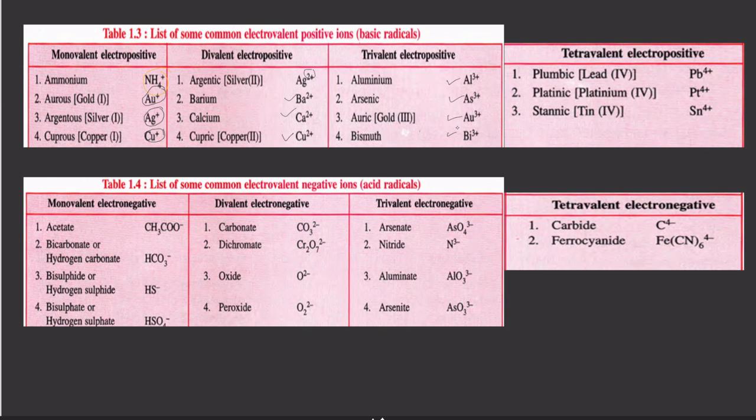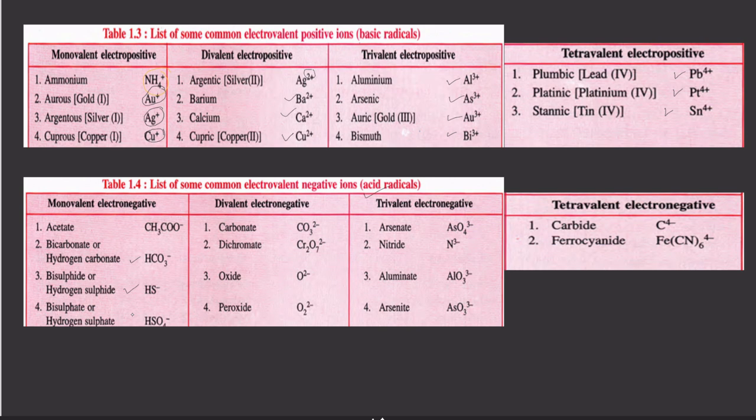Now let us come down to a list of some common electrovalent negative ions, negative ions or acid radicals. Acetate, CH3COO minus. Here the 1 is not written; it is understood that it has a valency of 1. Bicarbonate or hydrogen carbonate, HCO3 minus, bisulfate or hydrogen sulfate. Then divalent electronegative: chromate, CrO4 2 minus, dichromate, Cr2O7 2 minus. Here this 2 minus shows it has a valency of 2.